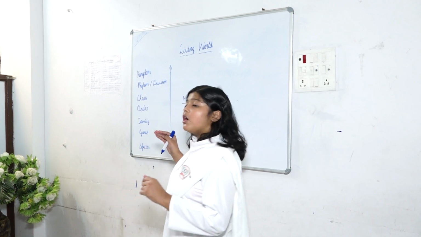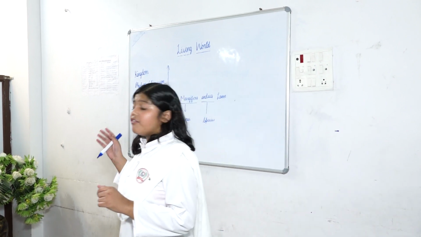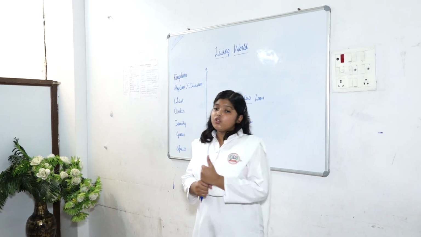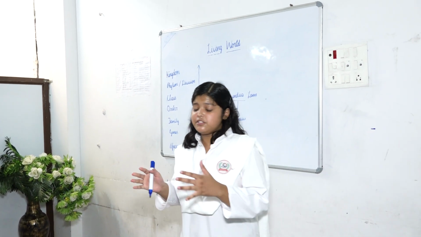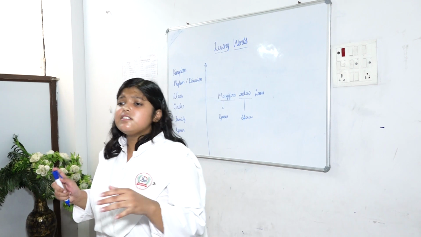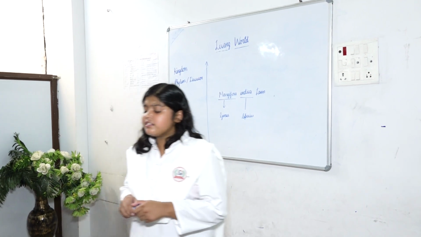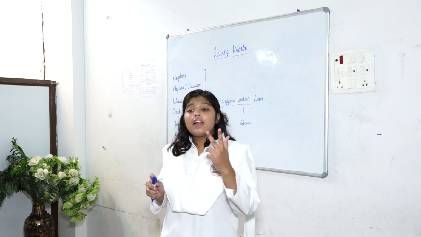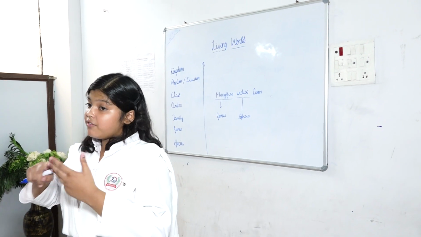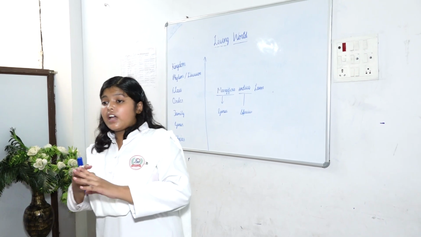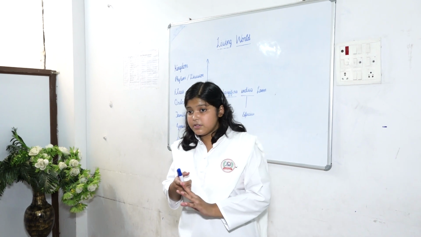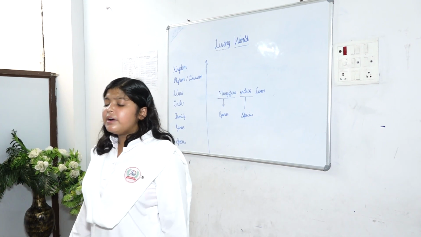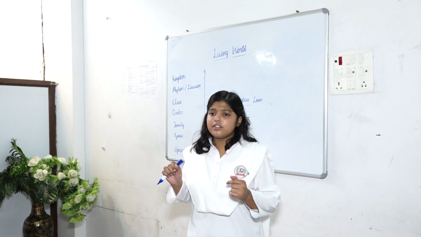Now let us talk about the higher category of species, that is the genus. Genus is a group of closely related species. If you do not understand, take the example of panther, lion and tiger. These 3 organisms are from different species. The tiger is from a different species, the panther is from a different species, and the lion is from another species. But do you know what the similarity between these 3 is?